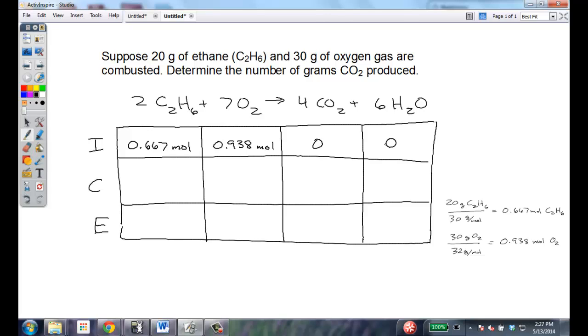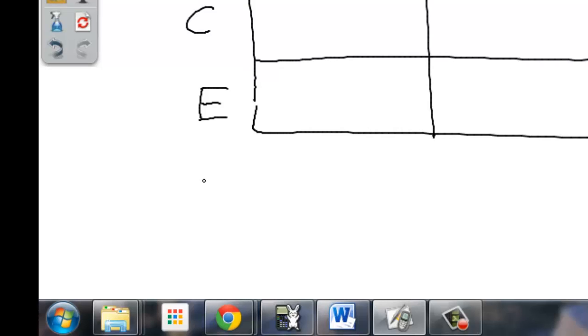However, if it's not as obvious as that, you can use a mathematical method in order to determine this. It's not too hard. You just take the number of moles of the reactant. In this case, I'll look at my C2H6, and I'm going to divide it by its coefficient, which is 2.